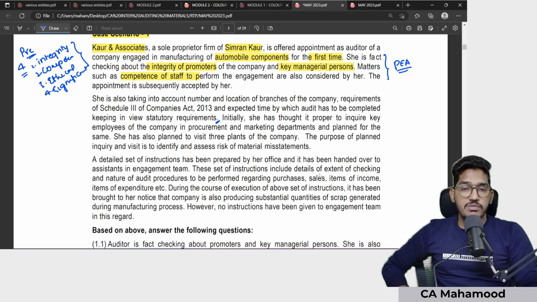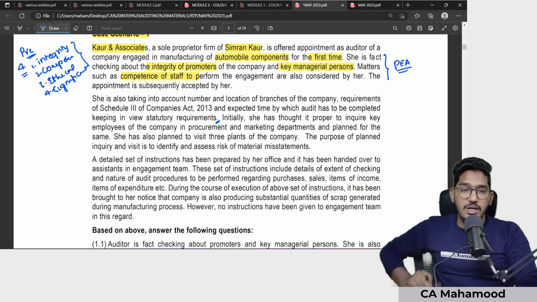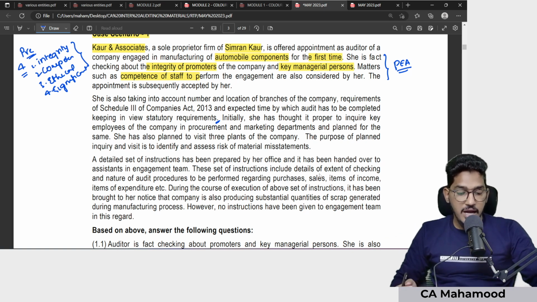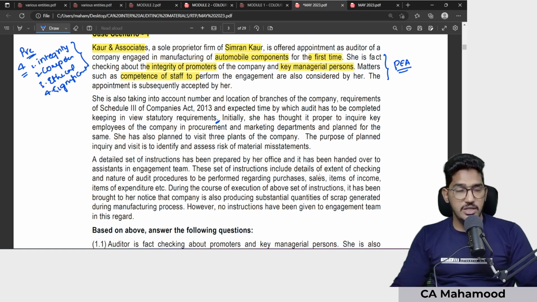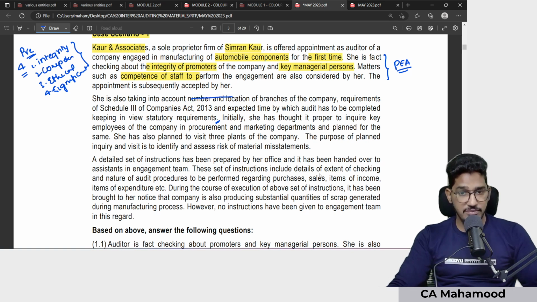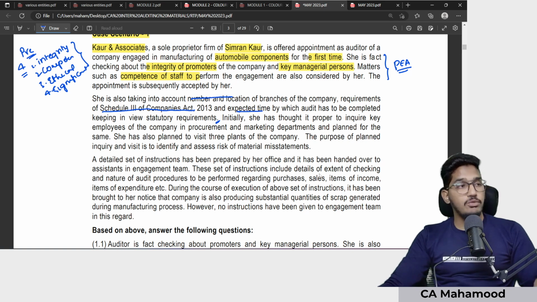So as we all know, once we have accepted the audit, the next step is what? Establishing audit strategy. And whenever we are establishing audit strategy, we will not decide the strategy in a fluke. While deciding strategy, we'll consider various factors. What are they? Number and location of branches. How many branches do we have to audit? How many locations do we have to audit? What is the applicable financial reporting framework? What is the time limit within which we have to complete the audit?